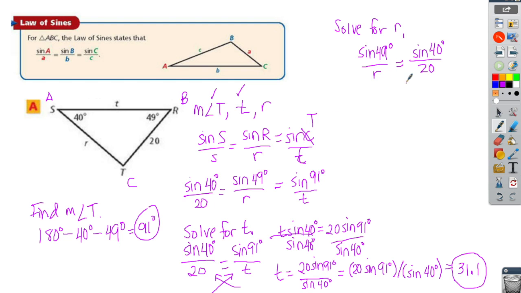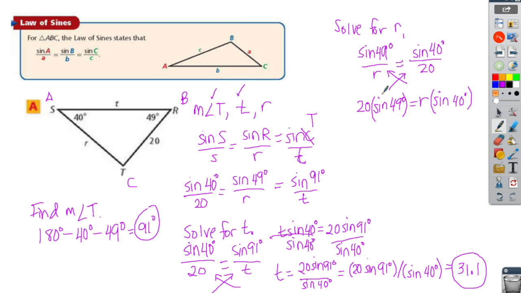All right, and now that we have your fraction, you have a ratio and your proportion set up, you're going to cross multiply. So I'll go 20 sine 49 degrees is actually equal to r multiplied by sine 40. I enjoy using parentheses just so I can really see what I'm multiplying together. See how that makes so much sense? Oh, that's where the 20 went. I'm multiplying it by sine 49.